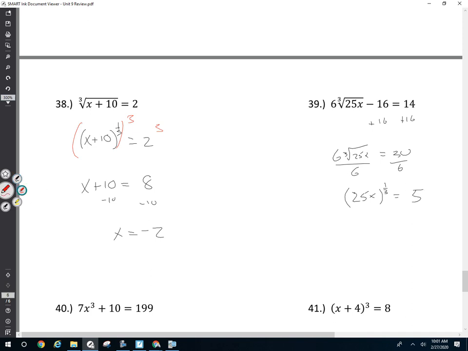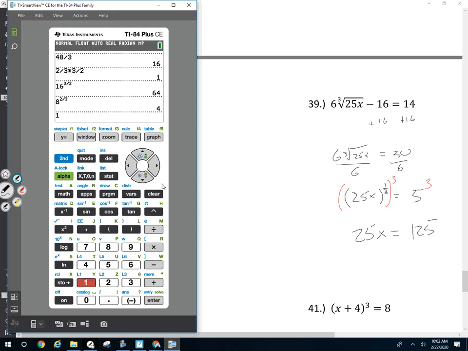How do I get rid of that? Cube both sides. Take both sides to the 3rd power. A lot of you are like, oh, multiply both sides by 3. No. It's taking both sides to the 3rd power. But since it's an equation, if we do it to both sides, the equation stays balanced. So this is fine. This gives me 25x equals 125. I then divide. Just make sure 5 cubed. Okay, good. Divided by 25. 5.